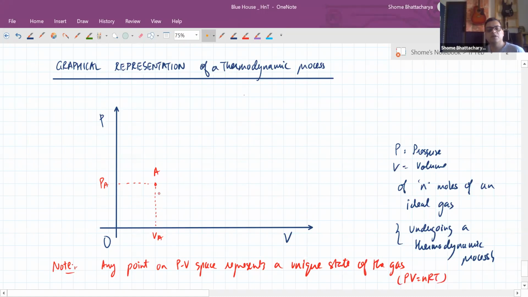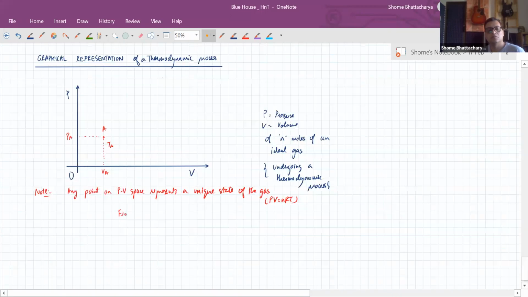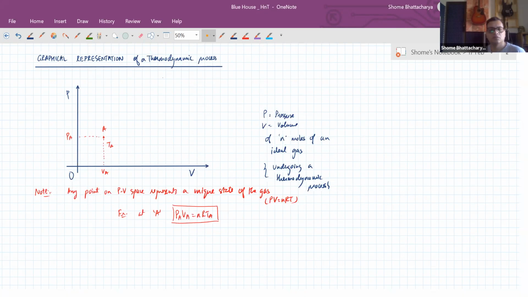So for example, at this point A, there is also a particular temperature of the gas such that at the point A, the pressure, volume, and temperature are linked by this unique equation. We will come to that. But to understand thermodynamic processes, first of all, you need to understand the PV graph. That's the primary type of graph. Now, suppose we have another state here, B, which has a different pressure and different volume. So automatically it will have a different temperature.